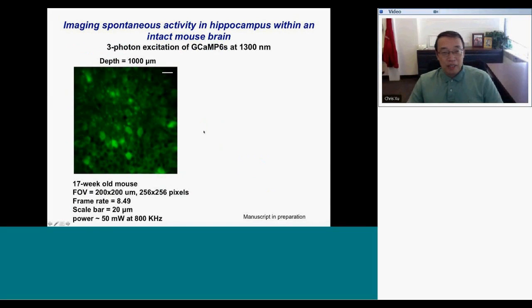So I show you data for the hippocampus imaging at 1 millimeter. This is the SP layer in the mouse. Again, GCaMP6s labeled, 3-photon excitation at 1300 nanometers. This is a 17-week-old mouse, a 200 by 200 micron field of view. So you can see very nice structure of those GCaMP6 labeled neurons. In fact, I want to point out, if you look carefully, you can see the nuclear exclusion of these neurons, right? You can see the donut shape of lots and lots of neurons. The fact that we can see nuclear exclusion all the way down in the hippocampus without adaptive optics means that our resolution is still very good because we can discern the nucleus from the cytosol.